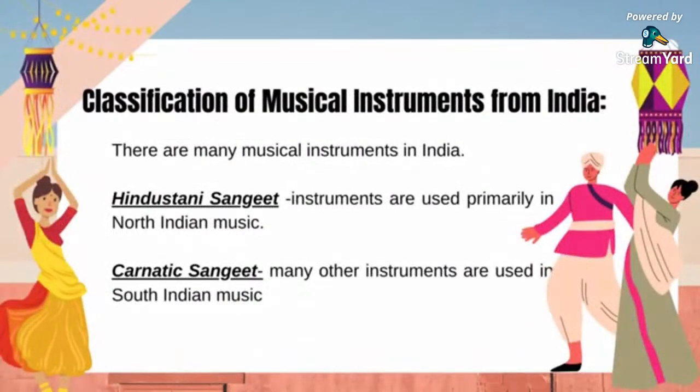Instrumental music. There are many musical instruments in India. Some instruments are used primarily in North Indian music, Hindustani Sangeet, while many other instruments are used in South Indian music, Carnatic Sangeet. Instrumental music is often similar to vocal music, but sometimes they have distinctive instrumental styles. There are five known traditional systems for classification of instruments.